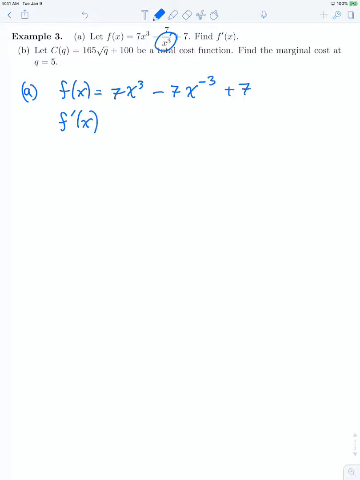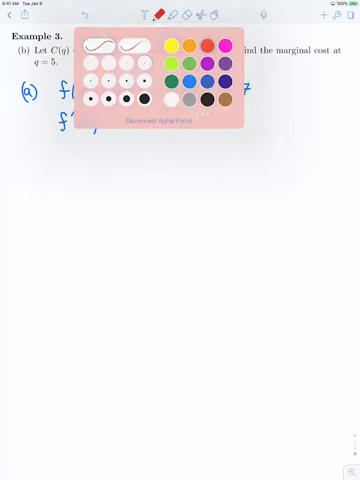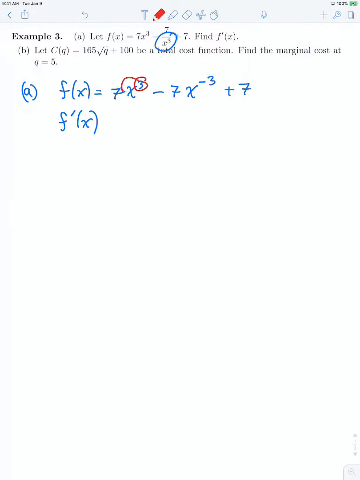So f prime of x, and the rule that we will apply is the same one that we've been practicing. The power comes down in front, and then we subtract 1. And that applies to both powers. So we'll do it for the x cubed and for the x to the negative 3. So this is 7 times 3, x to the 2, because we subtract 1, minus 7 times negative 3, x, and if you're at all uncertain about what happens here, just write it out with another step. So negative 3 minus 1, and then plus 0 at the end.